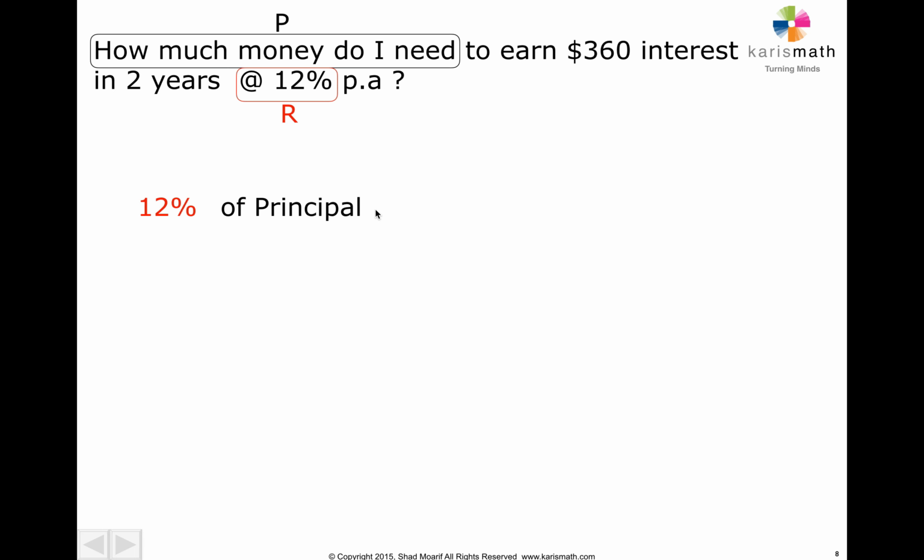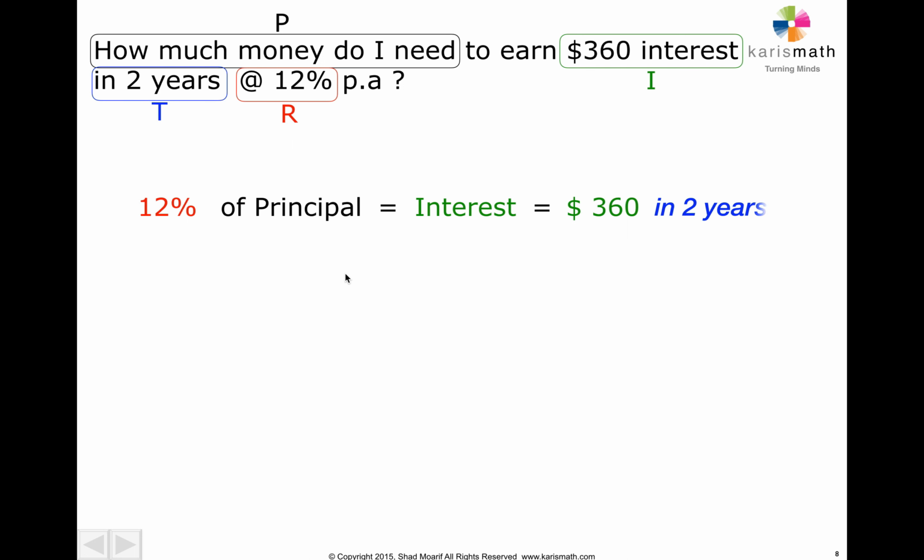What would that be equal to? Of course, the interest. So this interest will come if you apply 12% on the principal, and you'll get the interest. And how much is the interest? We have it right there. It's $360, which is, of course, not in 1 year, it's in 2 years. So we know that this is for 2 years.